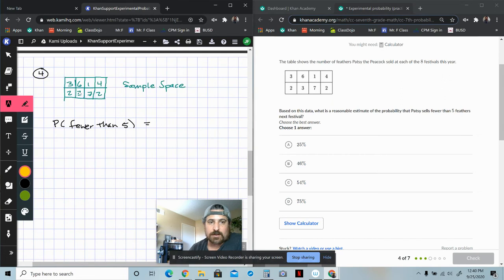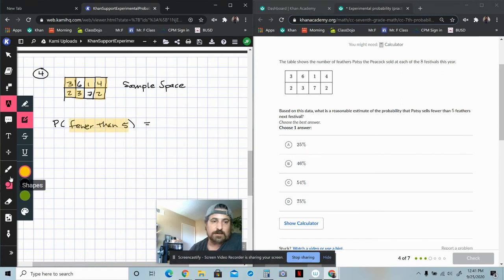So looking at this situation here, we've got the 3 is fewer than 5, the 2 is fewer than 5, the 3 is fewer than 5, the 1 is fewer than 5, the 4 is fewer than 5, and the 2 is fewer than 5. So all of those are things that are fewer than 5. They're what we call the favorable outcomes.